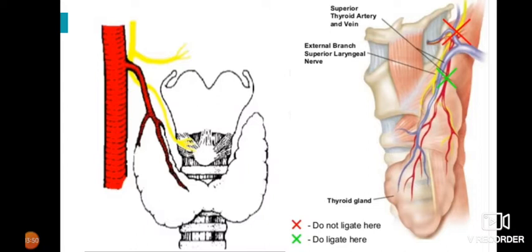Next is the relation of the superior thyroid artery and the external laryngeal nerve. The superior thyroid artery and the external laryngeal nerve are closely related to each other at its origin. Near the upper pole of the thyroid gland, they are separated from each other. Therefore, during thyroidectomy, the superior thyroid artery is ligated near the gland to avoid injury to the external laryngeal nerve.